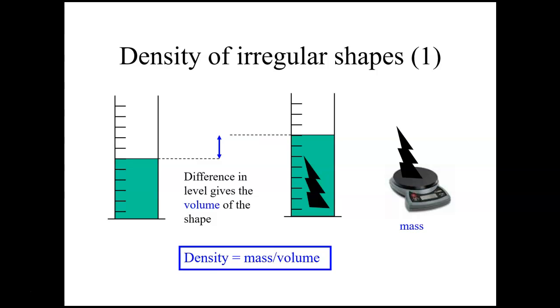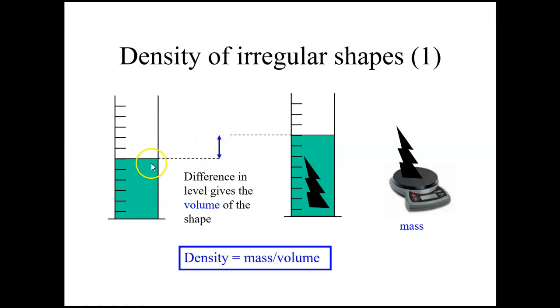Okay, and lastly, what if we have a shape that is irregular, that's hard to measure the volume? Well, there's two things we can do here. One, we could get a measuring cylinder and put some water in it, maybe halfway, and then put our shape inside. Of course, then the level of the liquid will rise, and in fact, the difference in the volumes of liquids is the volume of the shape.